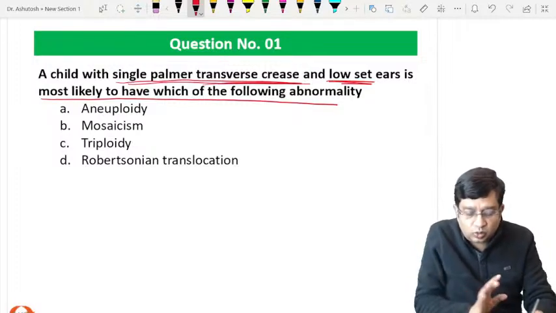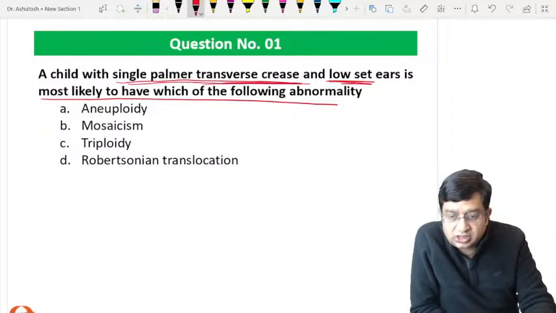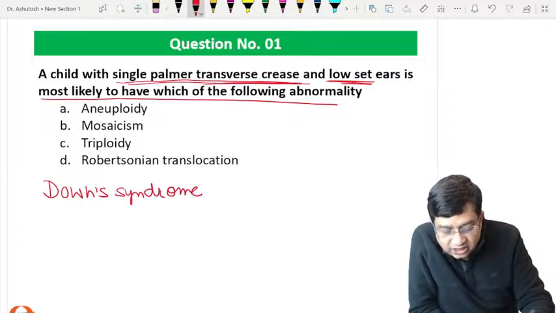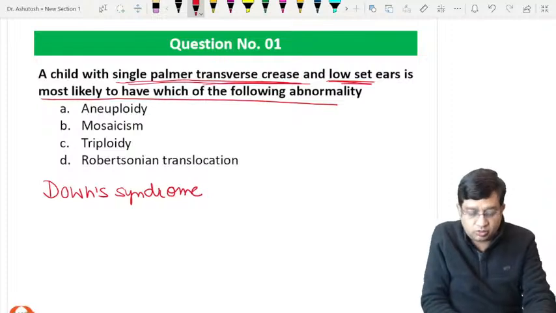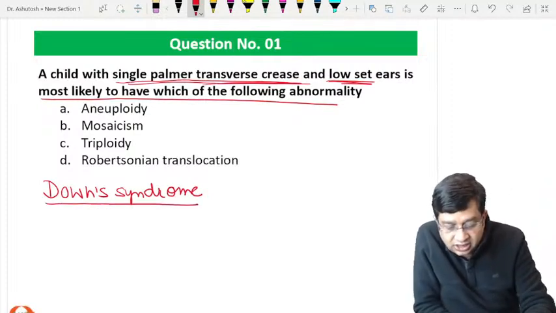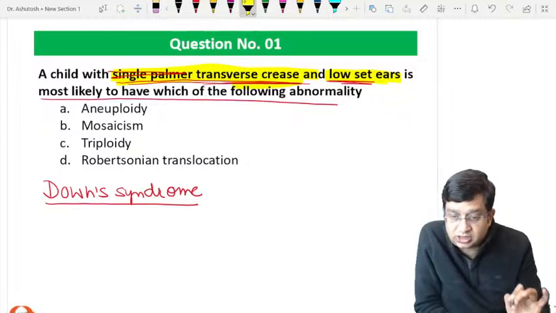See, if this was the only question and this was the only line, single transverse palmar crease and low set ears, and these are the choices given, then it is most likely a case of Down syndrome. It is the most likely a case of Down syndrome, if these were particularly the choices given.